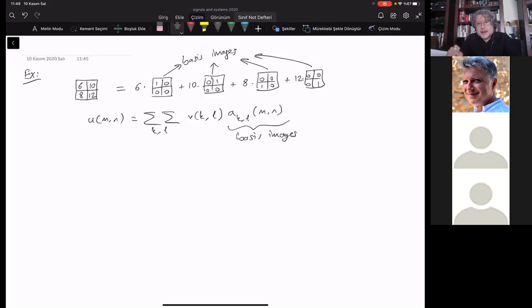And VKL are the values, the scales that scale the basis images. As a linear combination of these basis images, I'm stacking them and adding them up, and I'm constructing my signal U.